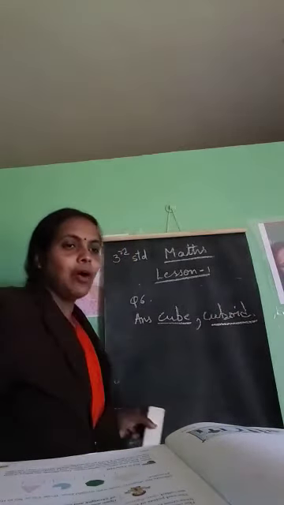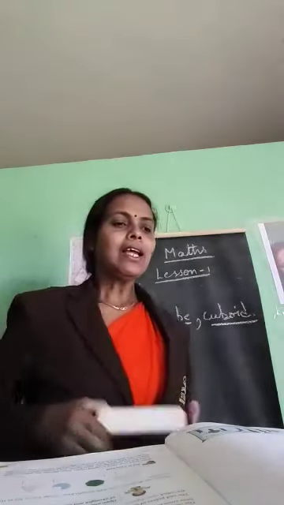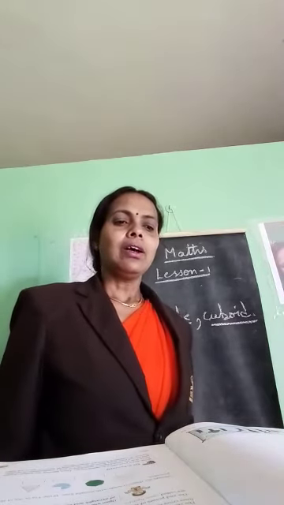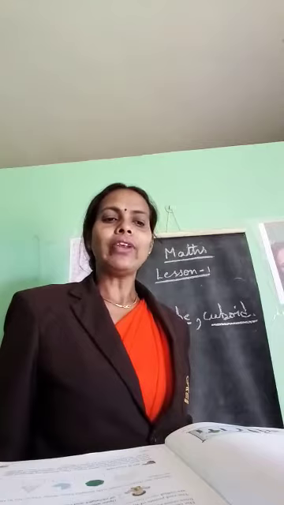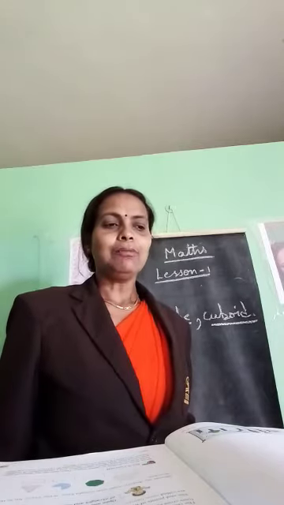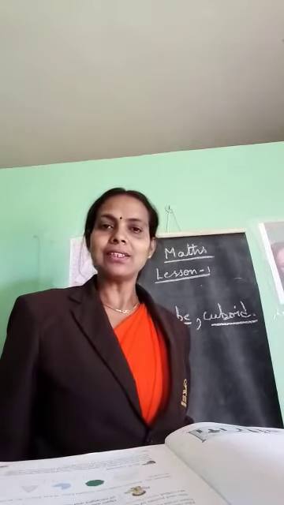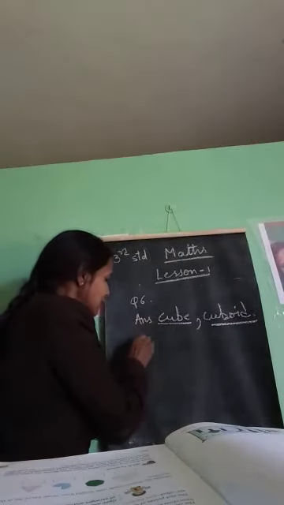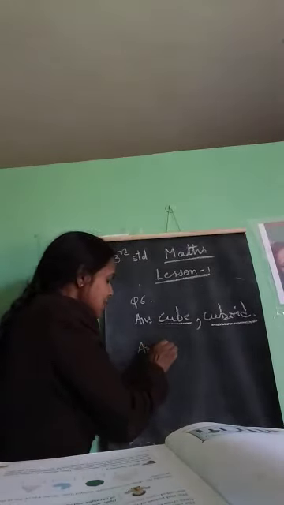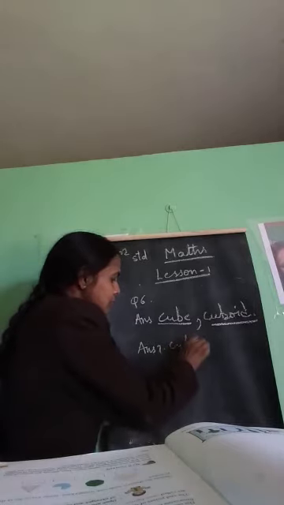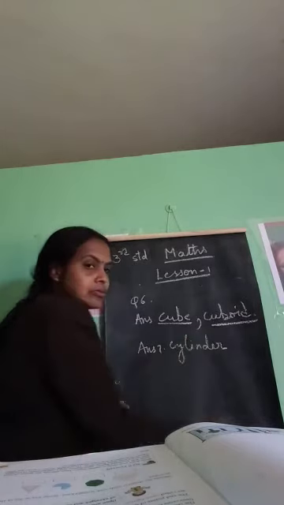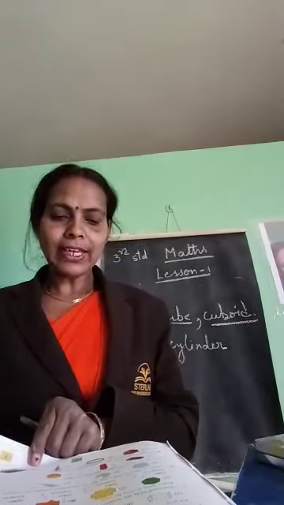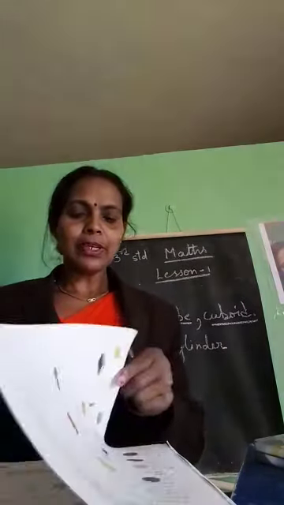Got it? Now next question, question number 7. Name the solid shape that has one curved face and two flat faces. That is cylinder. Cylinder only. Write down answer number 7, cylinder. Cylinder has one curved face and two flat faces.